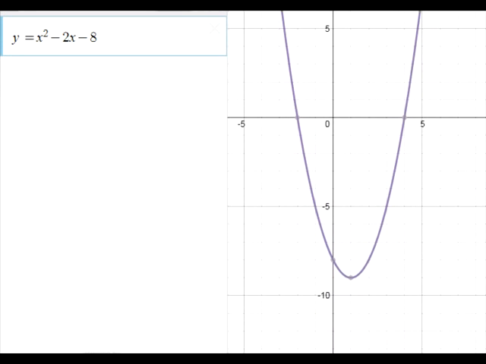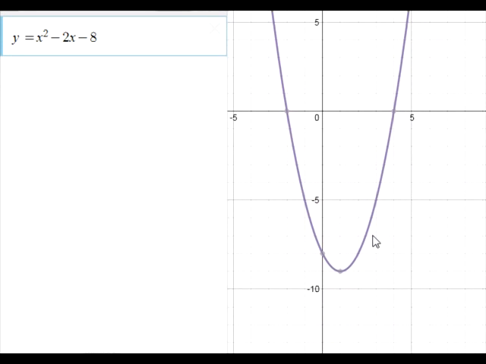I'll actually move this around a little bit. If you take a look at the key points on the graph, this right here is going to be negative 2 and 0. This right here is going to be 0 and negative 8. This right here is going to be 1 and negative 9. And this right here is going to be 4 and 0. So just like the 4 key points of the graph, they have them nicely labeled on here so you can see. So there's negative 2 and 0, there's 0 and negative 8, there's 1 and negative 9, and there's 4 and 0.